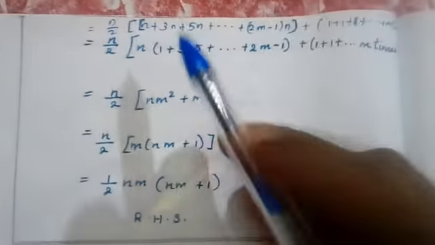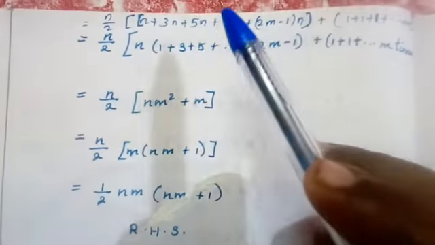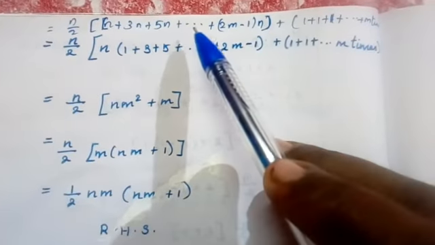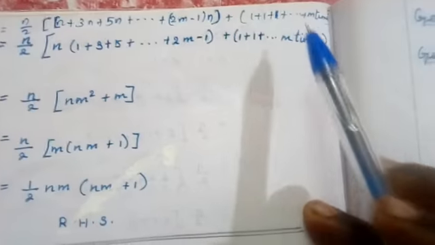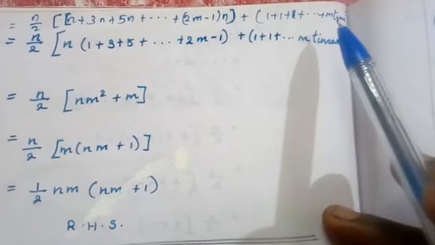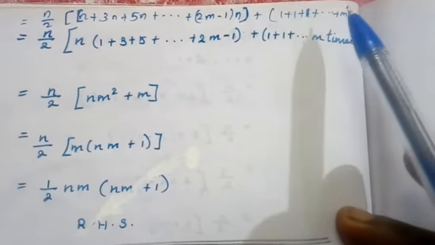Compared with the previous step, you have to find n by 2 into, and make a group: n plus 3n plus 5n etc. plus (2m minus 1) into n. Then 1 plus 1 plus 1 up to m times, you make that a second group.